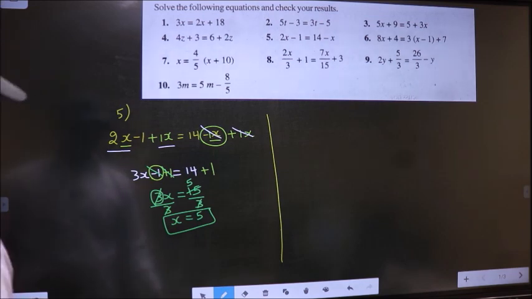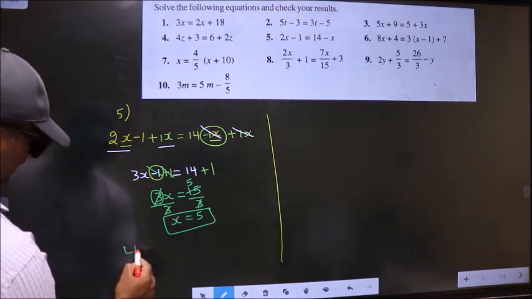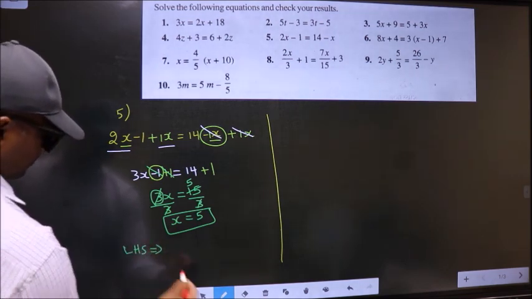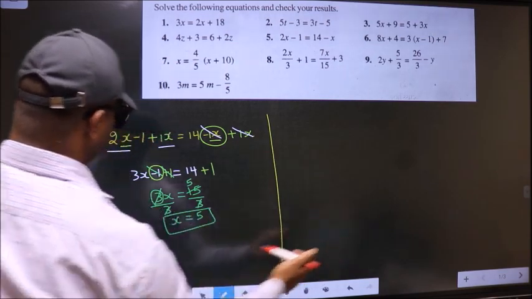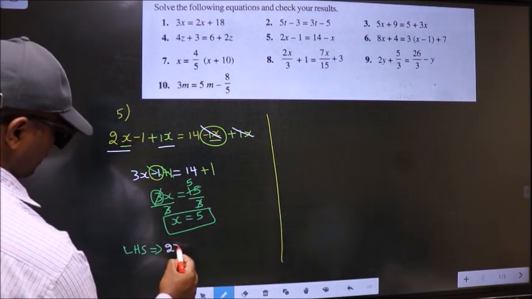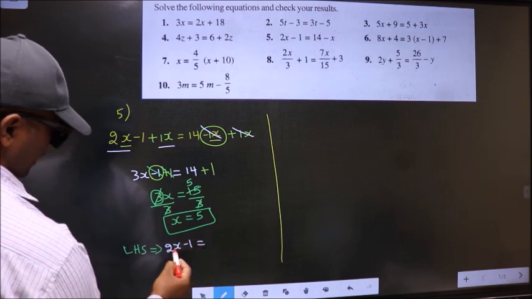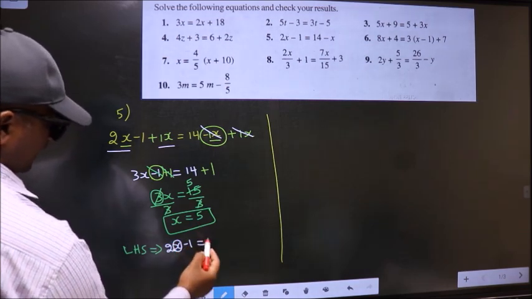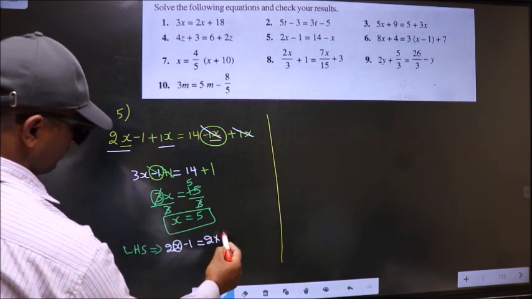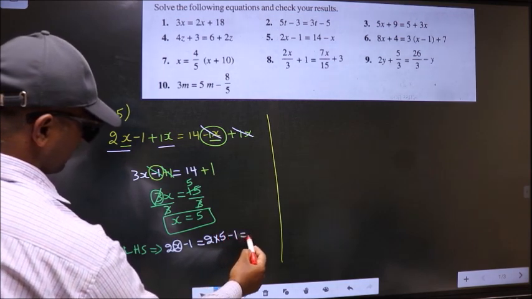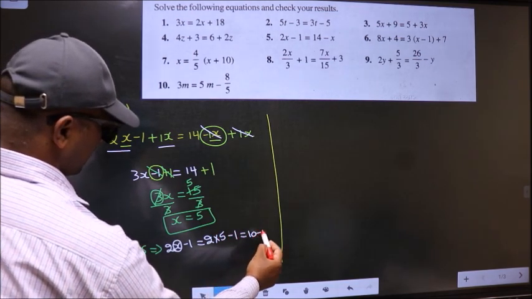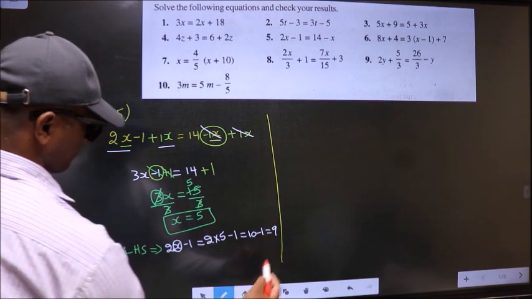Now, to check, you take LHS, that is 2x minus 1. In place of x, you write 5. So, 2 into 5 minus 1. 2 into 5 is 10, minus 1 is 9.